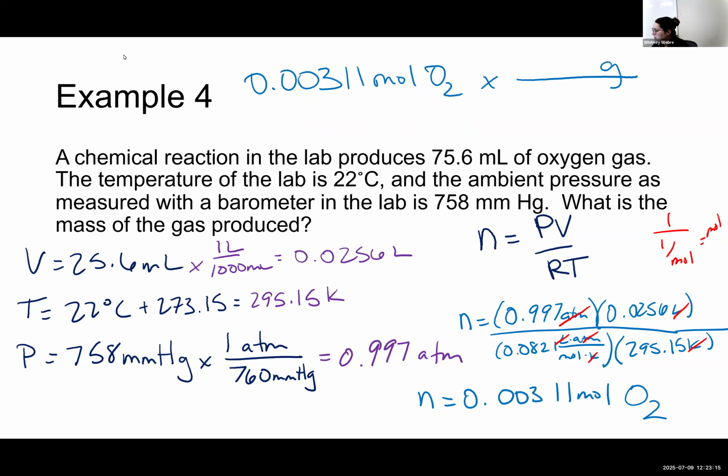I want grams on top, and I want to get rid of the moles on the bottom. Where do I put the 32? At the top. That's the molecular weight of O2. And then what number do I put on the bottom? Just a 1. 32 is the same thing as 32 divided by 1. So you can leave it blank, or you can just put a 1.